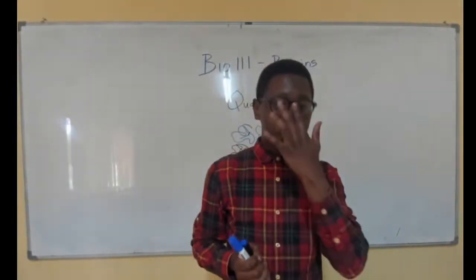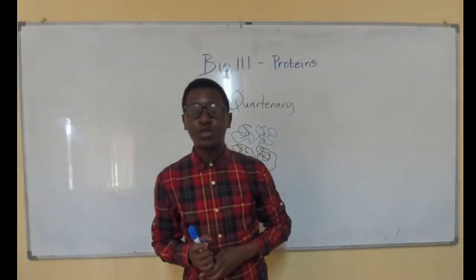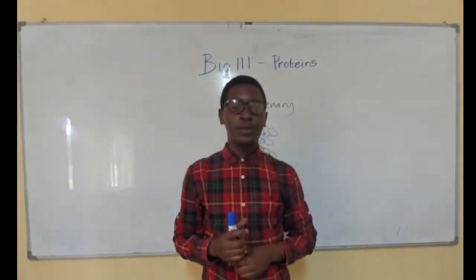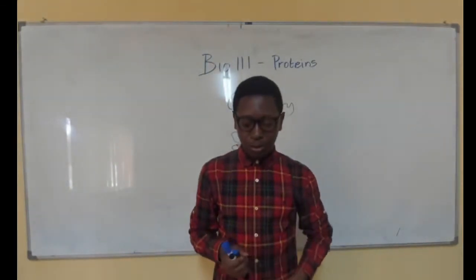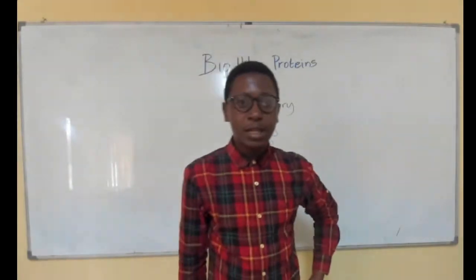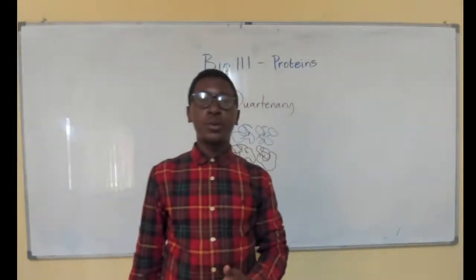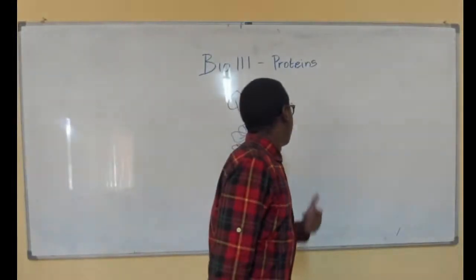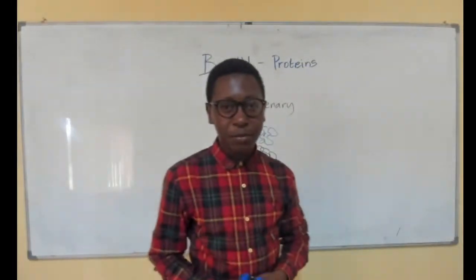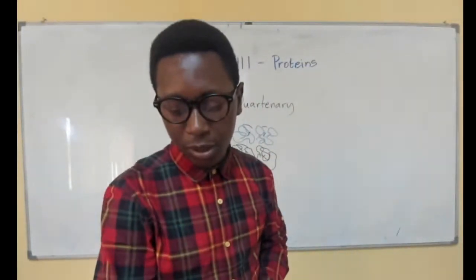When you see a protein that is made out of two or more polypeptide chains, this level of structure is referred to as quaternary. That's basically the quaternary level of structure. So we are done with this question, and we can move on to the next question.